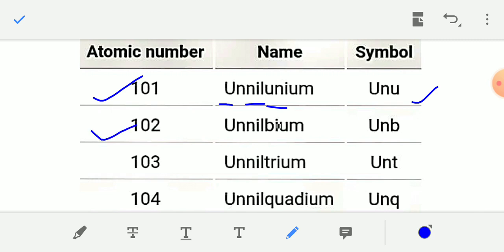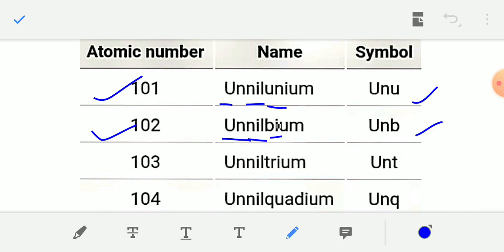For 102, the IUPAC name is un for number 1, nil for 0, and bi for 2, plus ium. You have to omit one i, you have to remember. So the name is unnilbium, and the symbol is Unb.